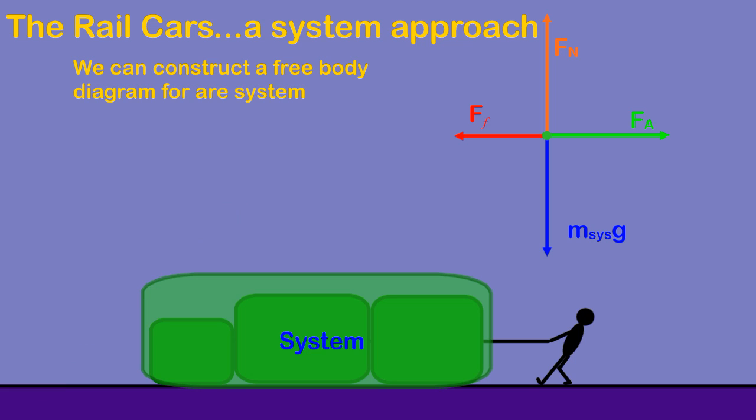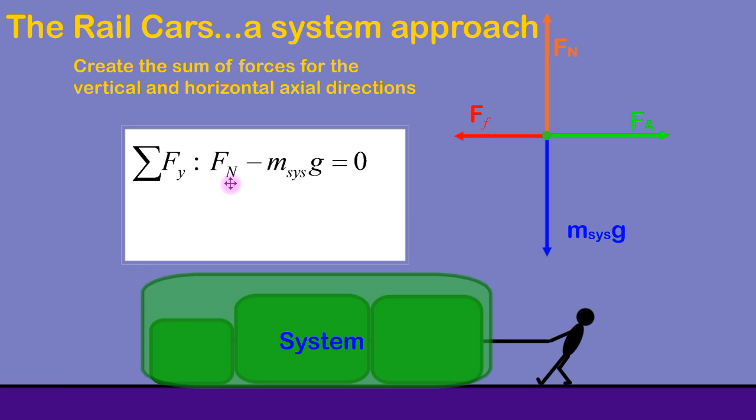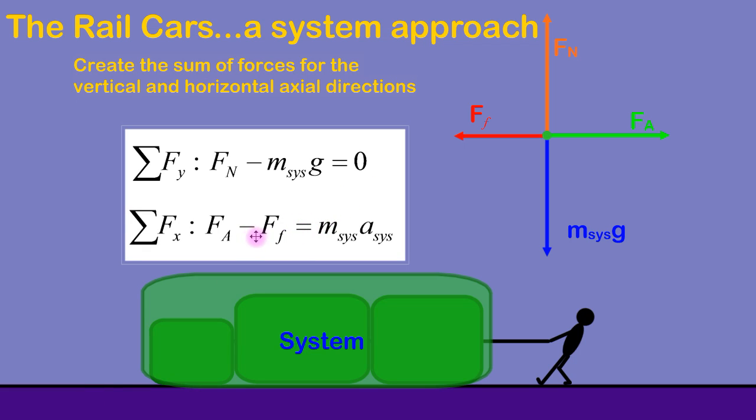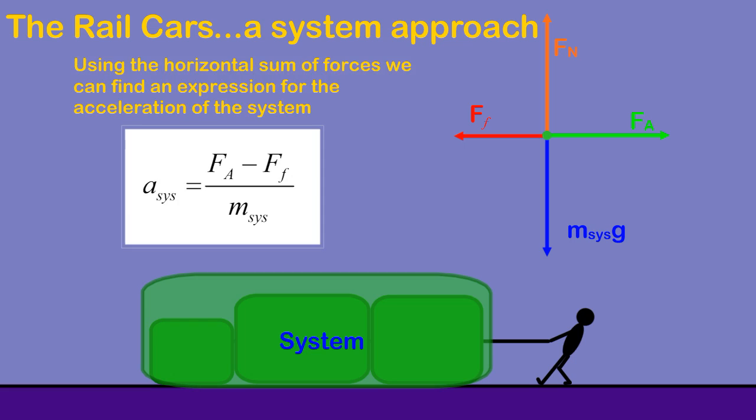Now what we could do from this point is the sum of forces. The sum of forces in the y direction, or the vertical direction, is just normal force minus the weight, and that equals 0. Nothing very interesting there. We could then look at the sum of forces in the x direction, or horizontal direction. I'm going to choose that the right side is positive. So Fa minus Ff, or the force of friction, equals mass times the acceleration. Now it's not just mass, it's mass of the system times the acceleration of the system. This last equation is going to be very important for us, because with this equation we can determine the acceleration of our system.